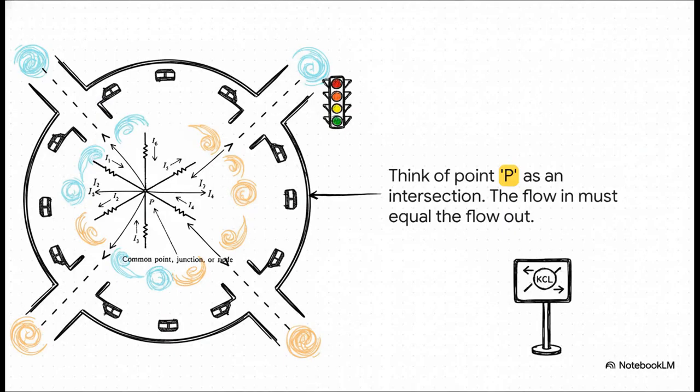Look at that central point P right there. It's acting just like a busy traffic circle. And KCL is the rule that prevents a total traffic jam. The currents flowing in, that's I1, I3, I4, and I6, they all have to add up perfectly to the currents flowing out, which are I2 and I5. The flow is always, always balanced. It's such a simple, elegant rule, but it is absolutely essential for designing circuits.